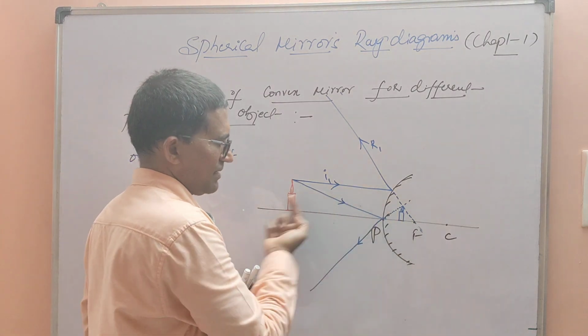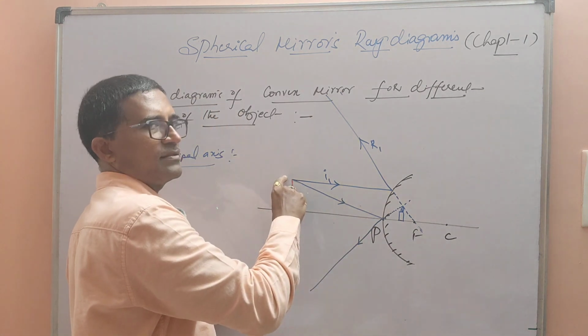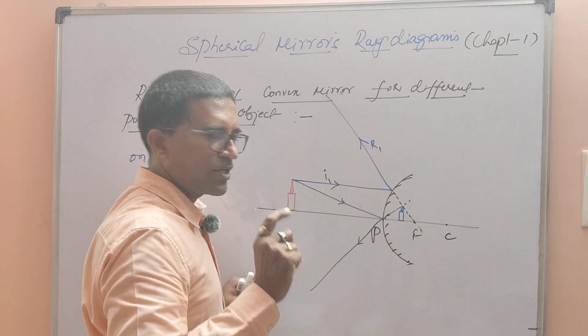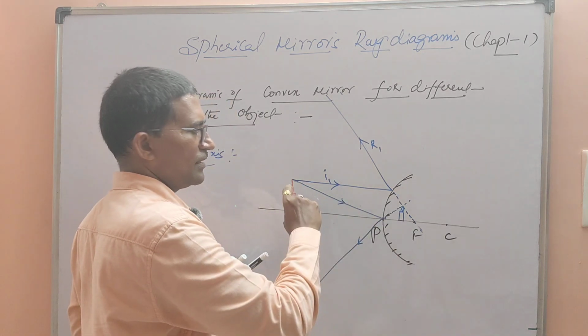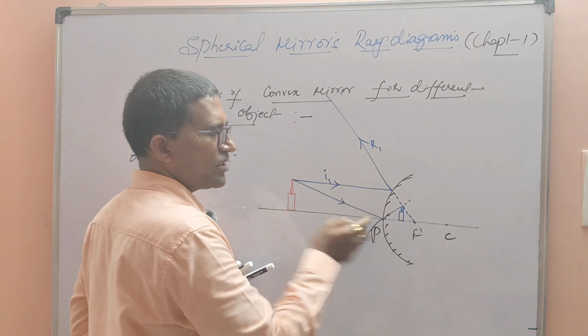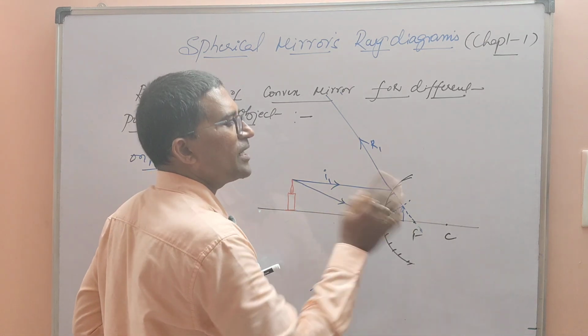How is the image? Object is erect, image is also erect. Object size is larger, image size is smaller. Diminished image, and erect. This is large in size, this is smaller, this is diminished. And the image is formed inside the mirror. It is a virtual image. And the image is formed between P and F always.